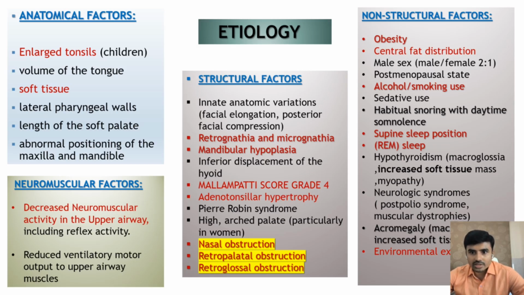The non-structural factors like obesity. Most commonly, obesity leads to OSA, central fat distribution, male sex, mostly it is seen in males with a ratio of 2:1, postmenopausal state, alcohol and smoking use, sedative use, habitual snoring with daytime somnolence, supine sleep position, REM sleep, hypothyroidism causing macroglossia, increase of tissue mass, myopathy, neurologic syndromes, post-polio syndrome, muscular dystrophies, acromegaly.